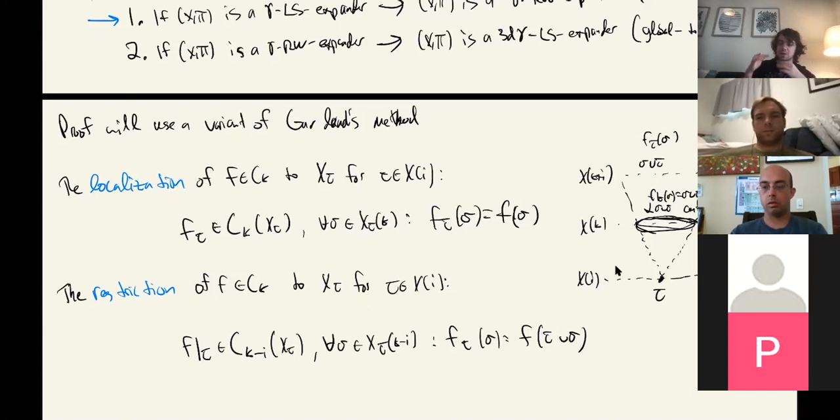So in a sense, localization lifts you up the complex, whereas restriction just restricts to a face. It just looks at this function only across the faces that contain tau. Okay, so the difference between these notions is a little bit subtle, but it's an important difference. So are there any questions about the difference between localization and restriction?